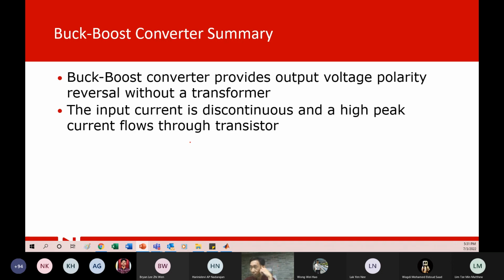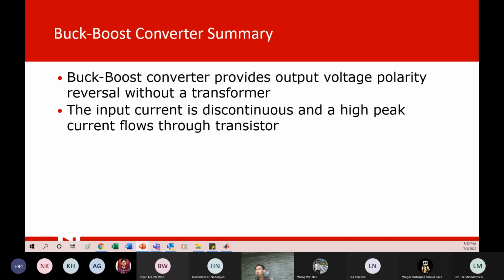The high peak current flows through the transistor, meaning your transistor is required to withstand a higher ampere compared to the buck converter. Like I said, buck boost is rarely used in commercial products. I hardly find any. I do see some in MPPT, for the inverter, they use buck boost. They do have, but not many, not common.